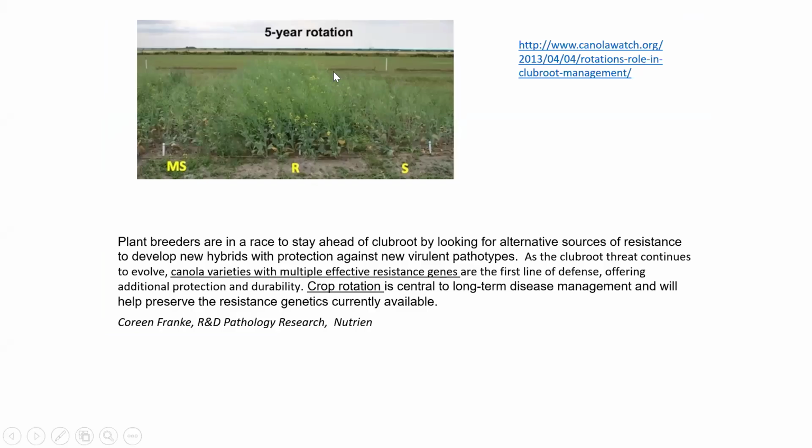And then if we look at a 5-year rotation, it's even better. There we're getting more growth of the susceptible and the moderately susceptible. So I'm showing you this sequence of images to illustrate the importance of crop rotation in dealing with crop diseases. It's very, very critically important.